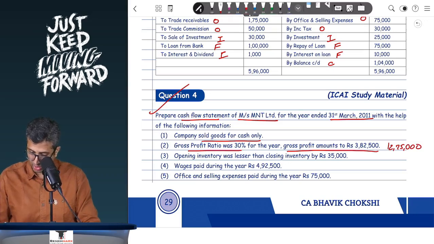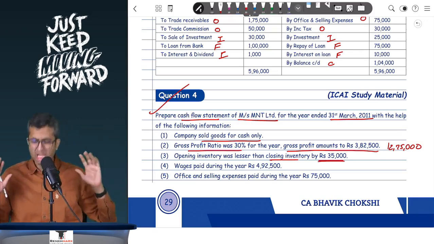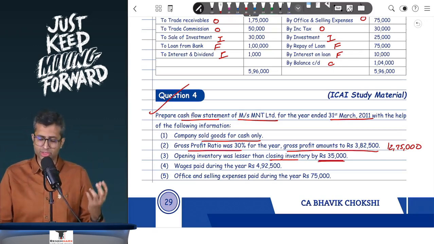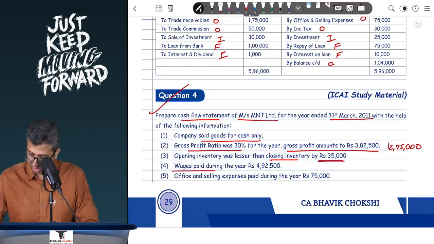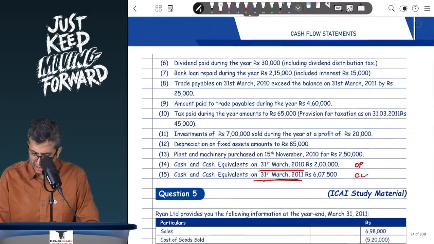Opening inventory was less than closing inventory by 35,000. So this is the difference between opening and closing. This may be there in COGS, purchases, etc. We'll see that. Wages paid during the year is 4,90,000. So this is 4,90,000 wages paid. Office and selling expenses paid 75,000. Dividend paid during the year is 30,000 including DDT. This is in financing, 30,000.